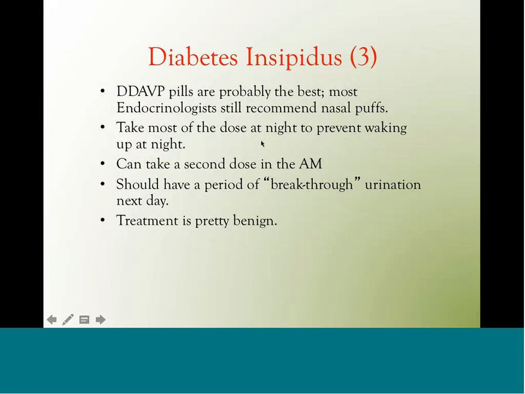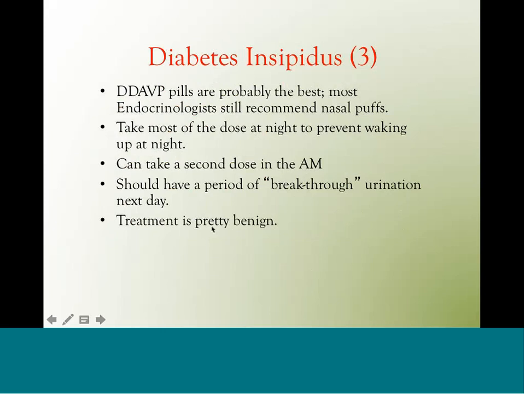I have the patient take most of their dose at night to prevent waking up at night. Nobody likes to wake up 3 or 4 times at night. And they can, although sometimes you don't have to, take a second dose in the morning. I like to have a period of breakthrough urination where they're urinating a fair amount that's making up for them not urinating overnight. So they should have some excess urination.